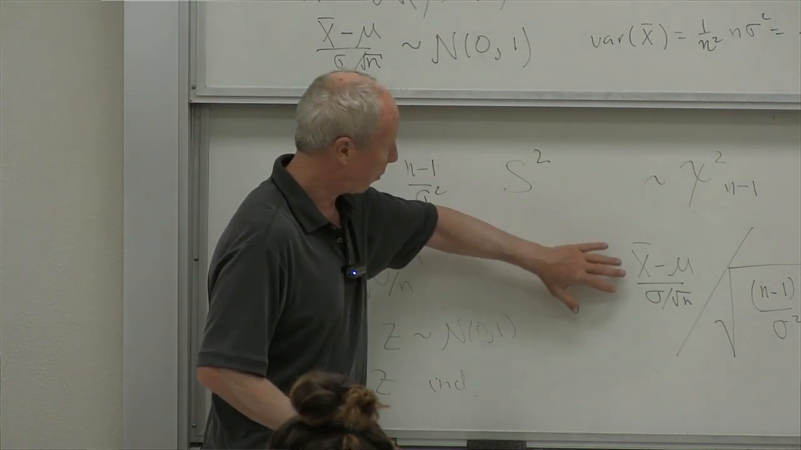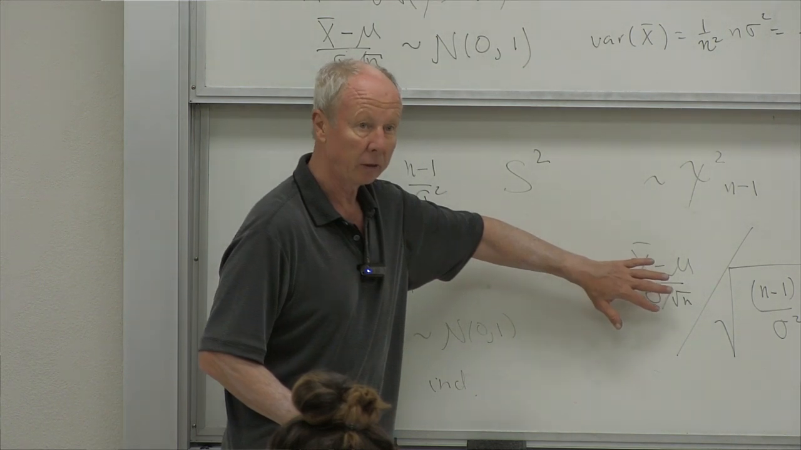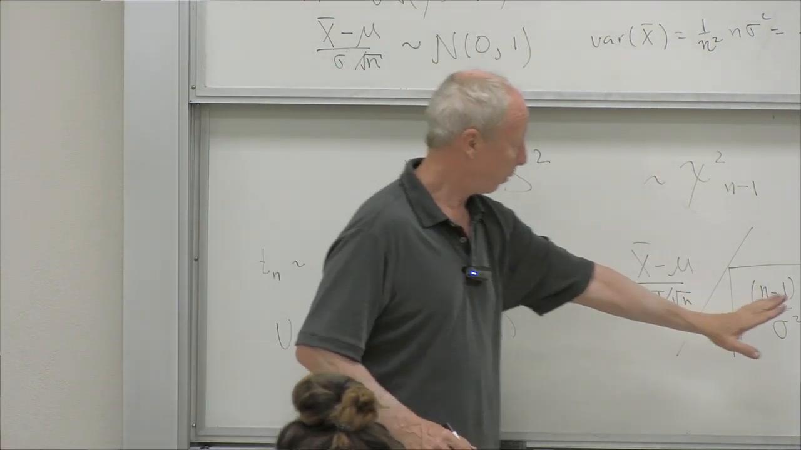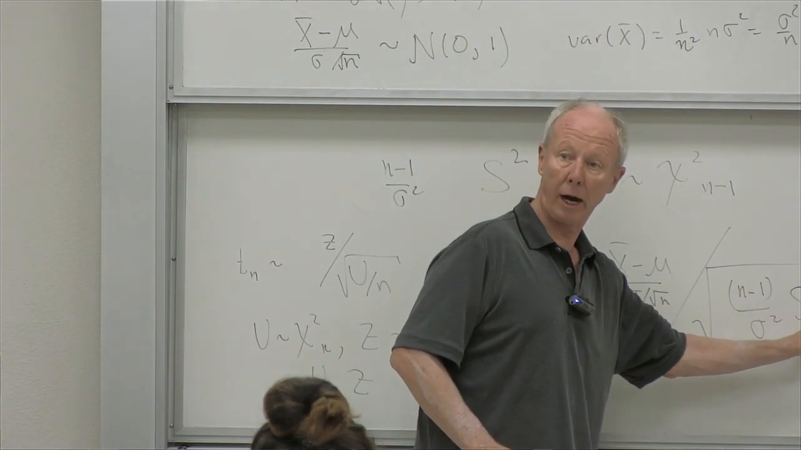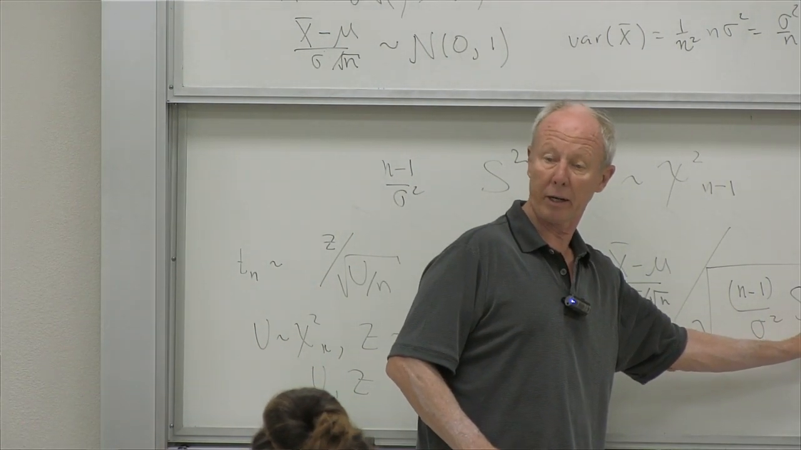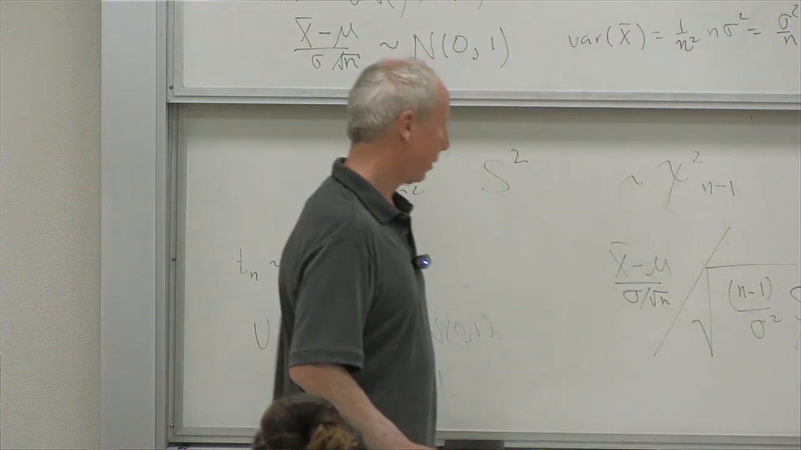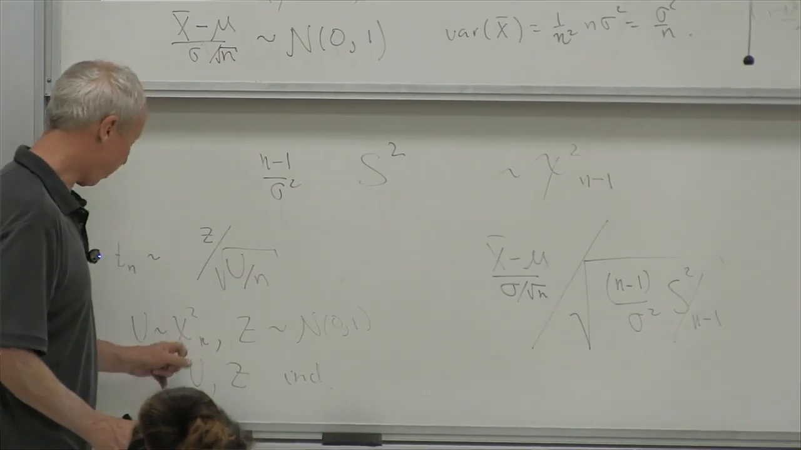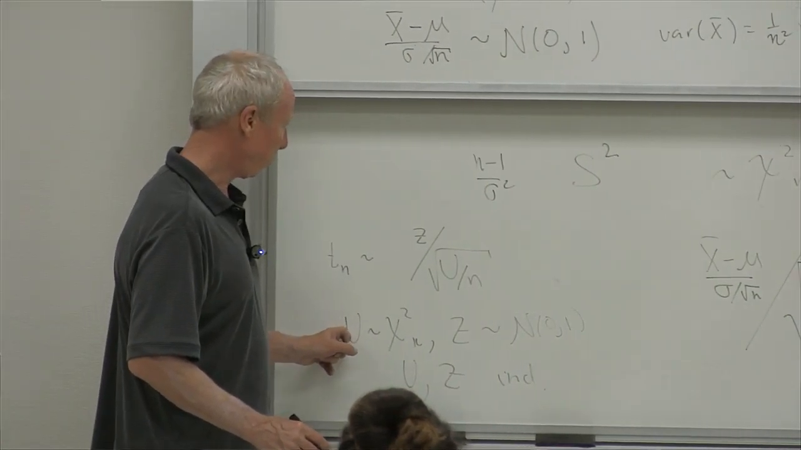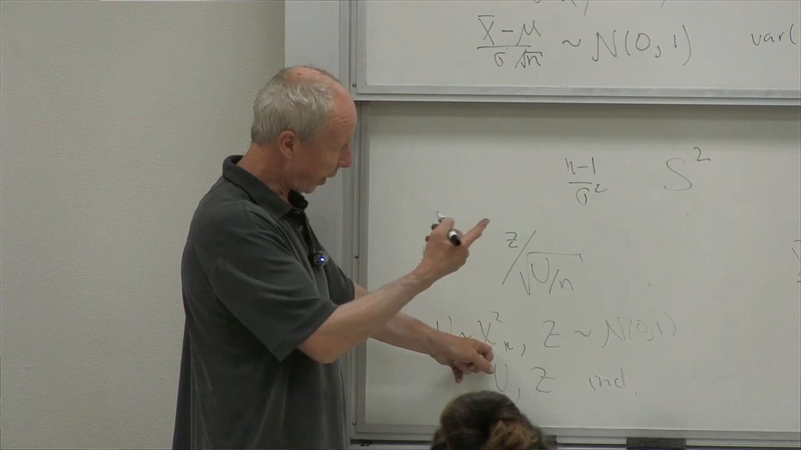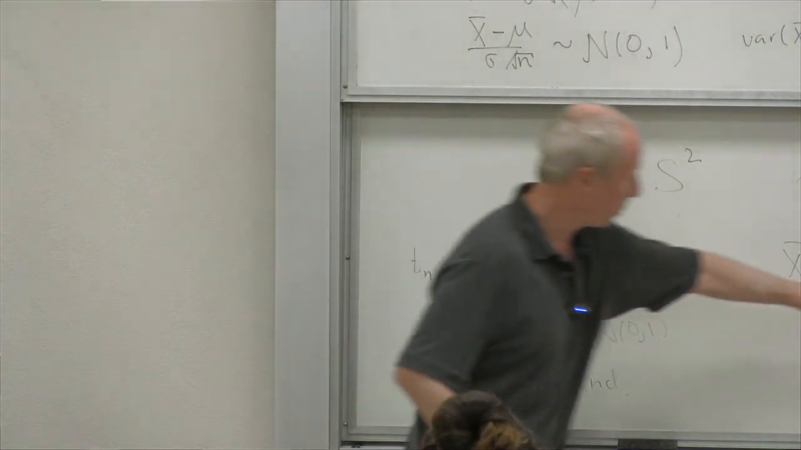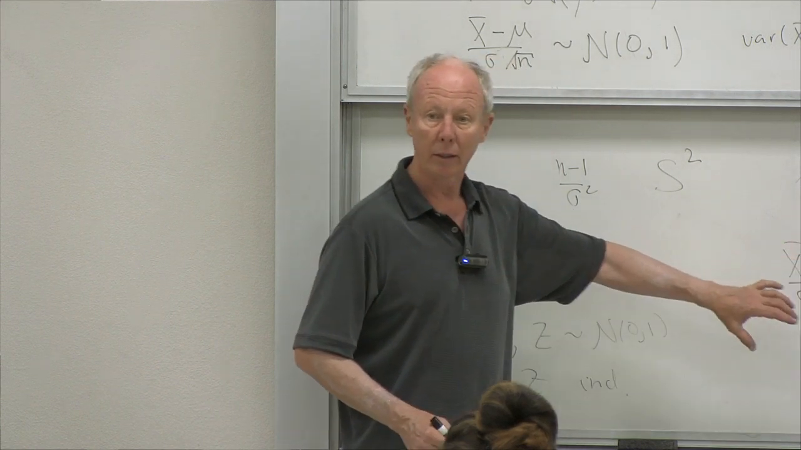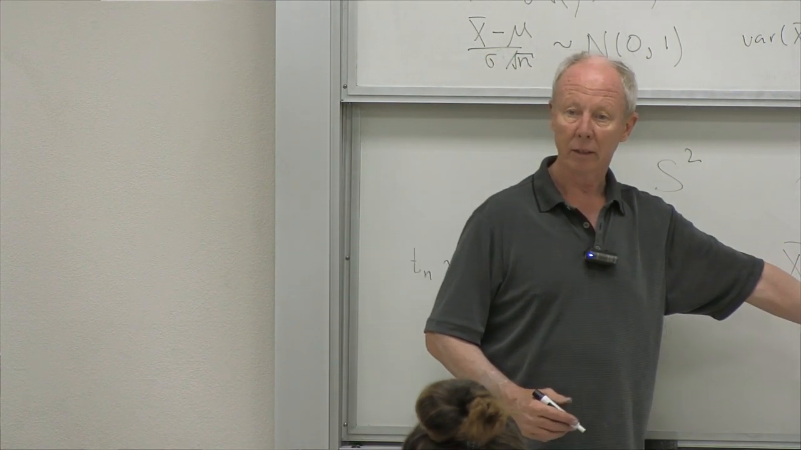This is what kind of random variable? X bar minus mu over sigma divided by root n. It's normal with mean 0 and variance 1. This is what kind of random variable? Chi squared with n minus 1 degrees of freedom. X bar and s squared are independent. So far we have u is chi squared with n minus 1 degrees of freedom. This is the u. Z is this part. We have n minus 1 instead of n.